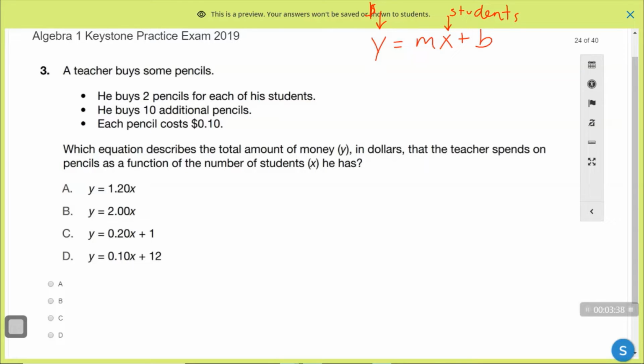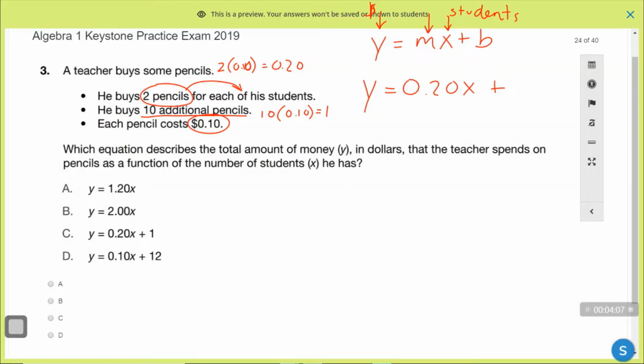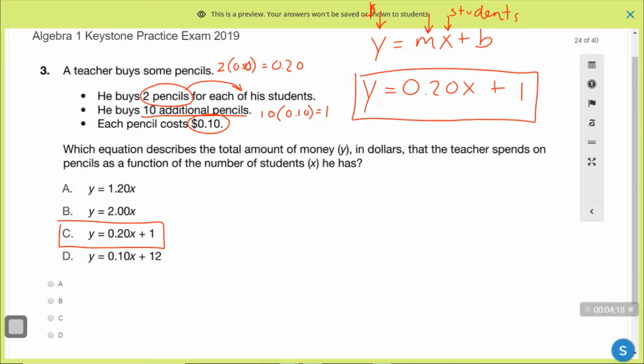So what I need to find out is how much they are spending per student. That's going to be my slope. So it's going to be y equals, and how much per student? Well, it's 2 pencils for each of the students, and each pencil is 10 cents. That means he's going to be spending 2 times 10 cents, which is a total of 20 cents per student. So I'm going to give 20 cents per student, plus an initial amount. He buys 10 additional pencils. Well, 10 pencils at 10 cents apiece, if we multiply that, we find that that is $1. Plus, he's going to spend $1. So that's our function. He's spending 20 cents per student plus $1 additionally, and that can be found here as option C.